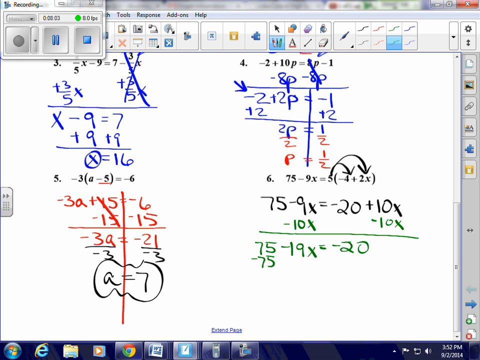Minus the 75 on both sides. Negative 19x is equal to, that's right, negative 95. Dividing both sides by negative 19, I get x is equal to 5.